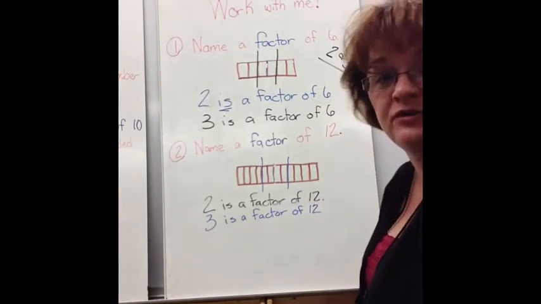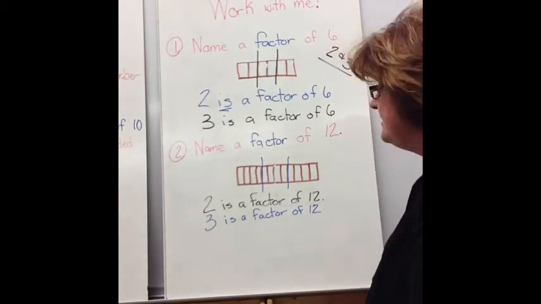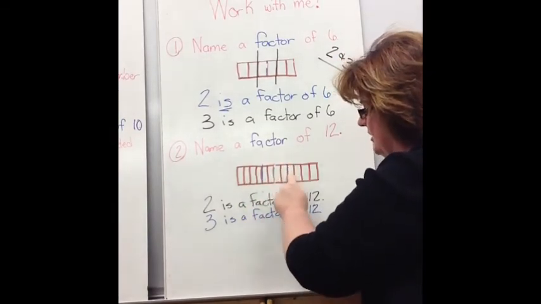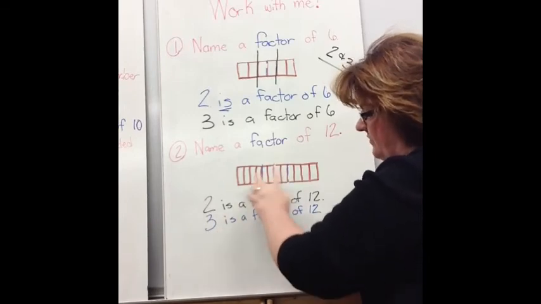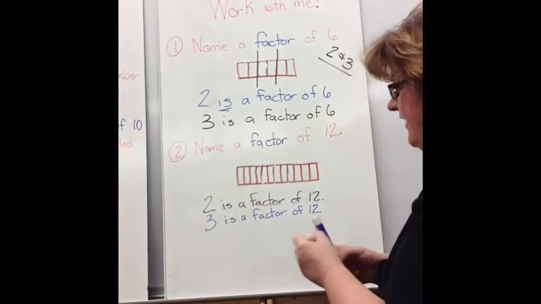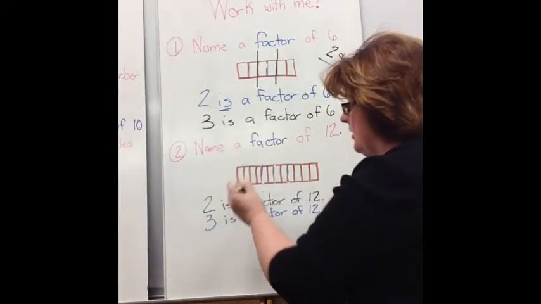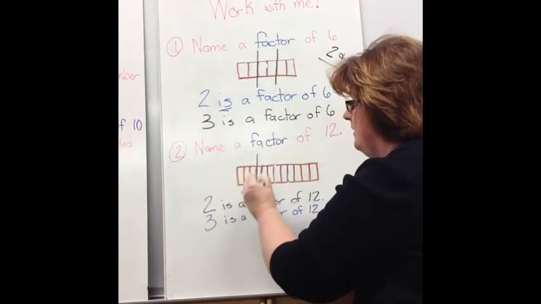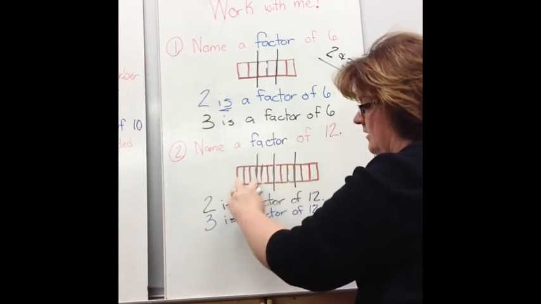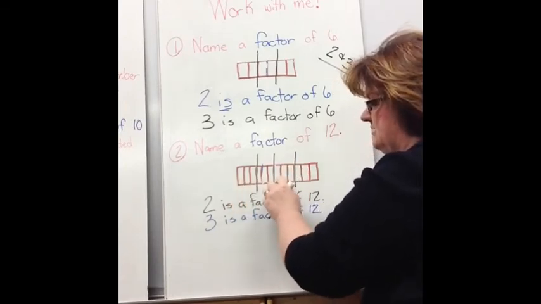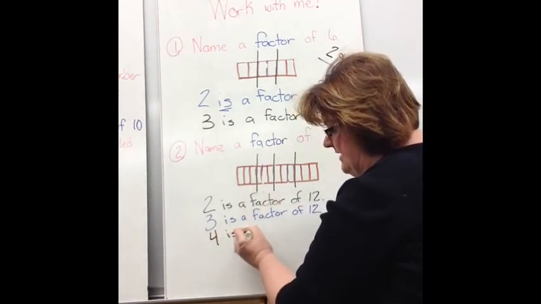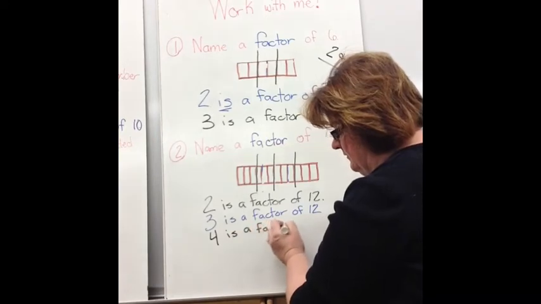But I still think there's more ways to break this. So if I can break this into 4, I'm going to use what I know about multiplication. If 3 times 4 equals 12, then 4 times 3 also equals 12. So I wonder if I could break it into 4 equal parts. So we're going to break it into 4 equal parts. This has 3 sections, this has 3 sections, this has 3, this has 3. 4 equal parts. Therefore, 4 is a factor of 12.